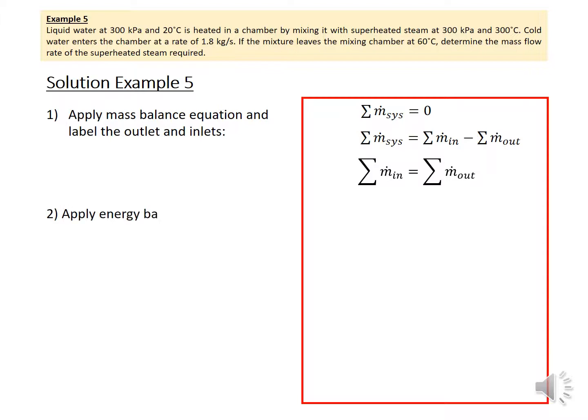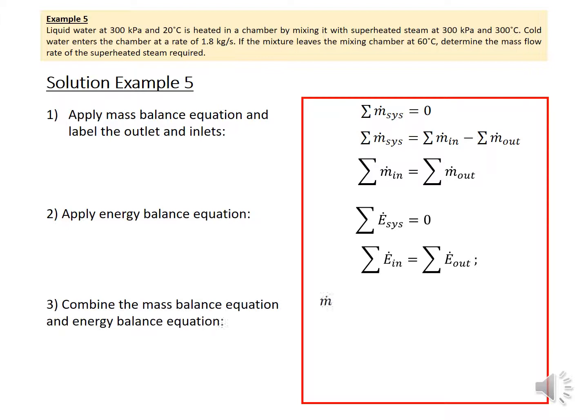Okay. Second, apply the energy balance equation. For steady flow, the energy balance in rate form of the system will be equal to 0. So as we know, summation of E dot system equals summation E dot in minus summation E dot out. So as the summation E dot system equals 0, the summation of E dot in will be equal to the summation E dot out.